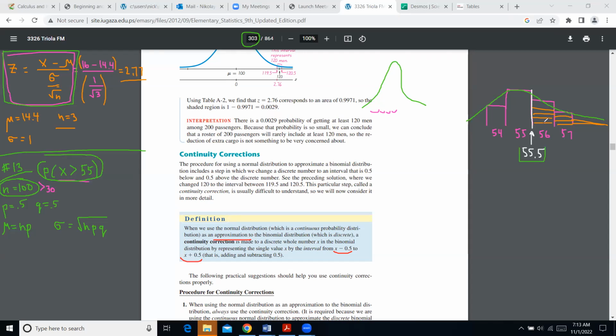So greater than 55 means it could be either 56 or 57 or 58 or everything to the right. So we have a border in between 55 and 56. So we say that this is approximately equal to the probability that x is greater than 55.5, in between 55 and 56. And again, the reason is the definition that they give us here in the section.